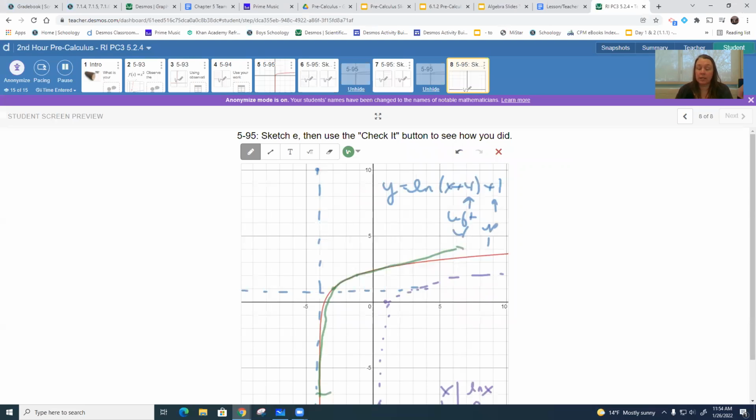All right, so that takes care of 524 graphing logarithmic functions.